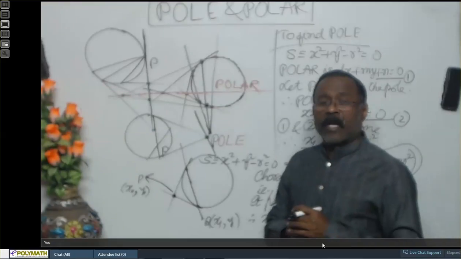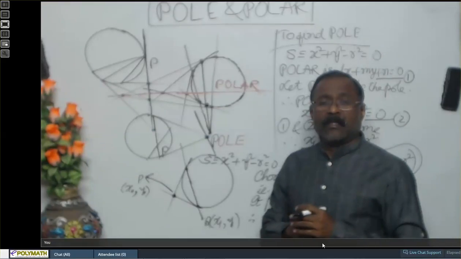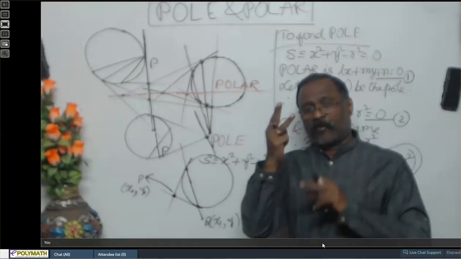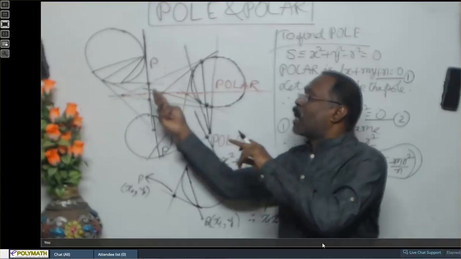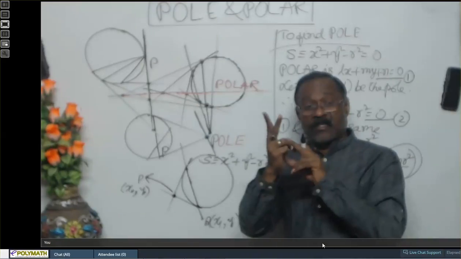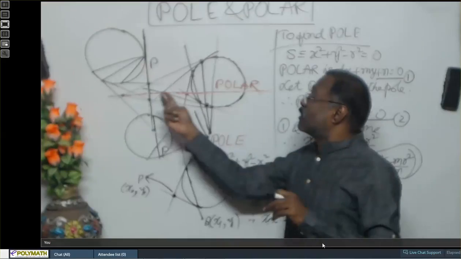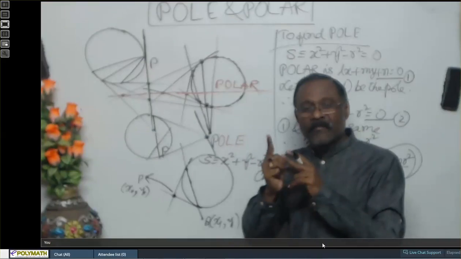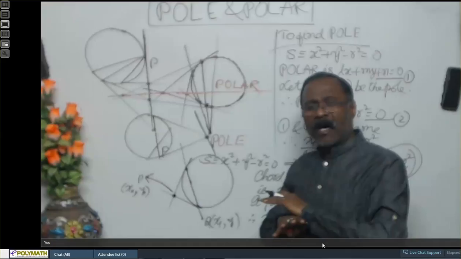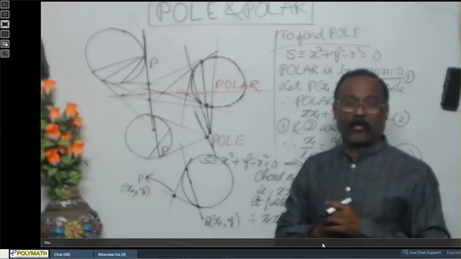So you can understand that the polar can be taken in three different forms. In this case, it is polar tangent. In this case, it is polar chord. In this case, the polar is polar only.